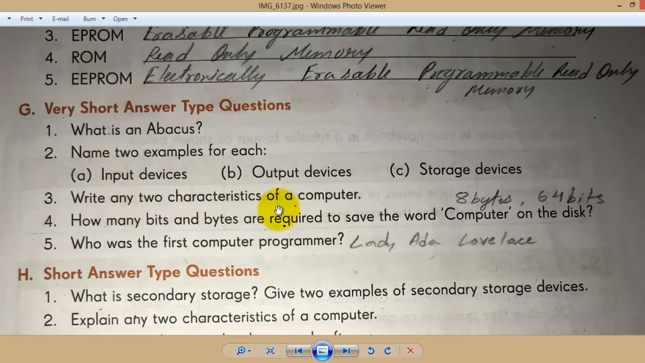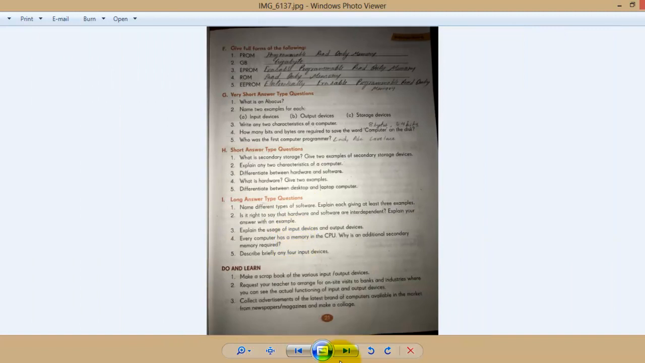Write any two characters of a computer. How many bits and bytes are required to save the word computer? 1, 2, 3, 4, 5, 6, 7, 8. So it requires 8 bytes. But in bits, we need 64 bits, so we have to convert this byte into bits. And who is the first programmer? Lady Ada Lovelace. So here ends our chapter.